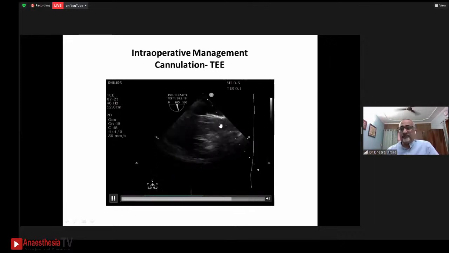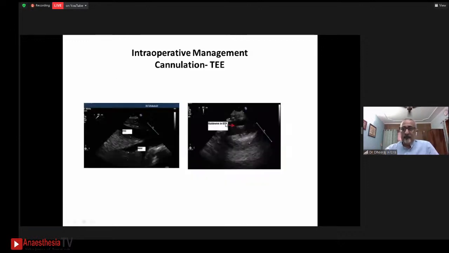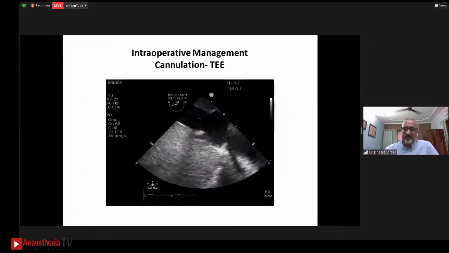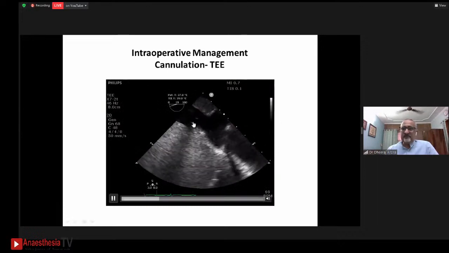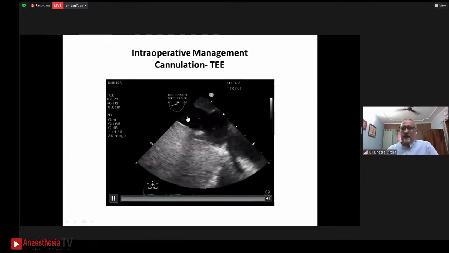The cannula is in the right atrium, and it is going towards the superior vena cava. Here we have to check. Then we have to check the cannula in the IVC. Now, how do we check? This is the IVC. You can see a cannula in the IVC. It should be just distal to the cavo-atrial junction into the right atrium.